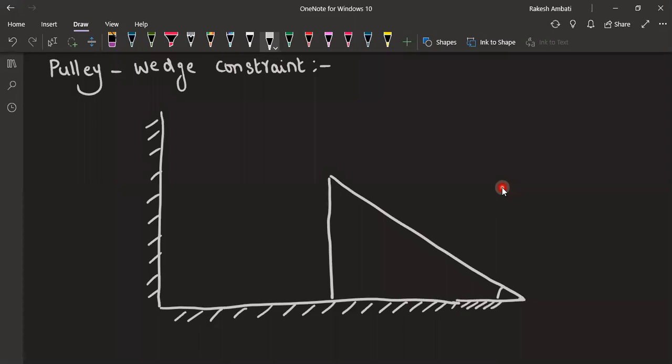And in the question, this angle is given as theta. Now it is an ideal pulley, and here we have the string. The string is fixed here. This string is connected to a block. And the question is, if this wedge is moving to the left side with velocity v.